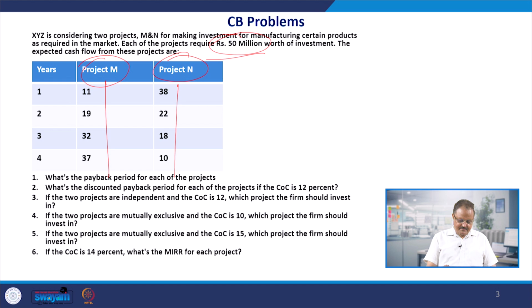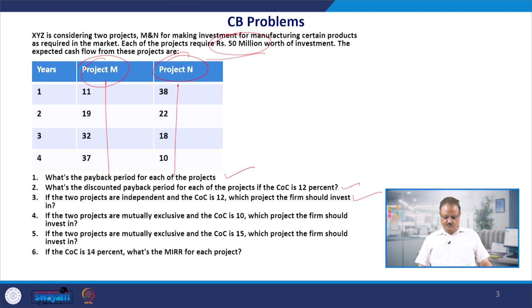The first requirement is to calculate the simple payback period for both the projects. Then, in the second case, we have to calculate the discounted payback period. In the third case, at the discount rate of 12%, we have to evaluate the projects if they are independent of each other. And in the next case we will have to evaluate the projects if they are mutually exclusive.